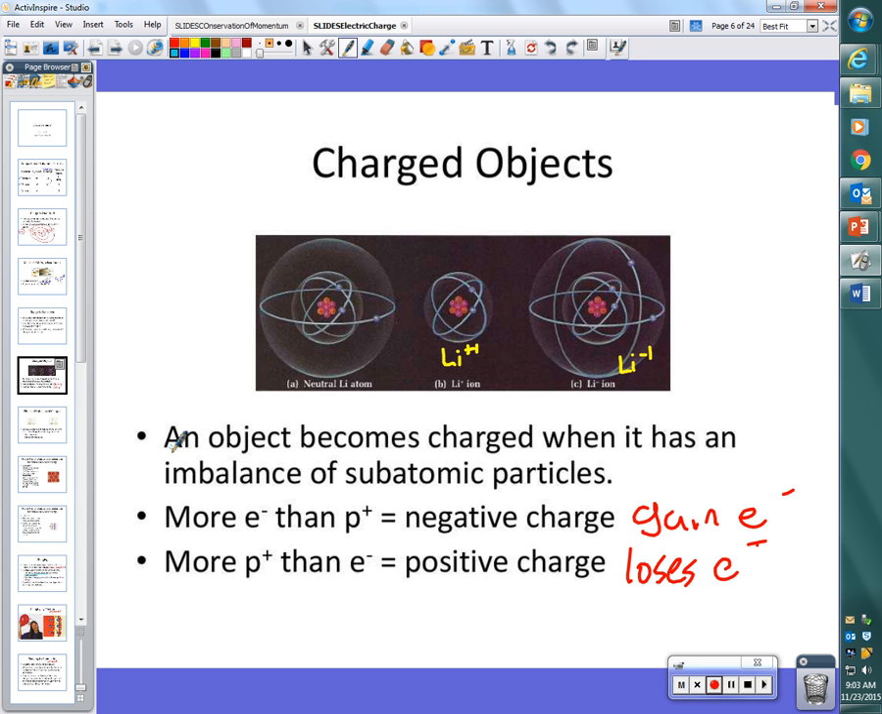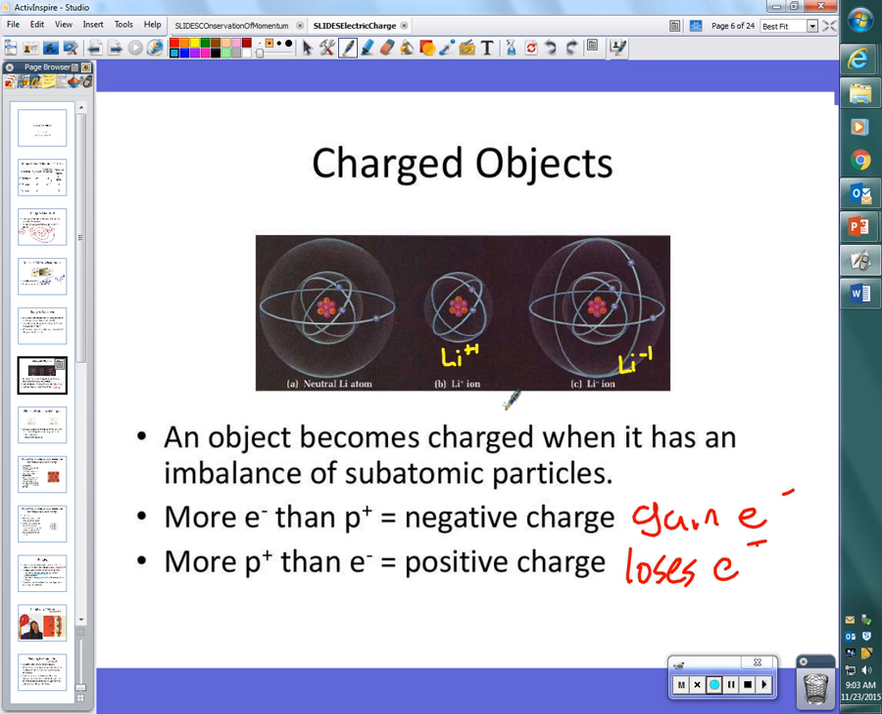And we said an object becomes charged when it has an imbalance of subatomic particles. So if something has more electrons than protons, it has a negative charge. More protons than electrons has a positive charge. But it gains those charges depending on what happens to electrons, right? We don't ever move protons. We can move electrons between one object and another object. If we have more electrons than protons, that means it's gained electrons. More protons than electrons doesn't mean that it gained protons, it actually lost electrons.